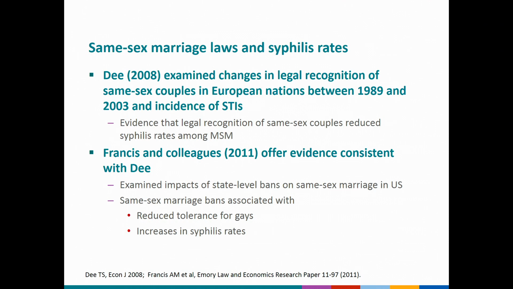Economists have also looked at same-sex marriage laws and syphilis rates, and Tom D. was the first one to do this back in 2008, and he used the changing legal status of same-sex relationships in European nations between 1989 and 2003. And he found that legal recognition of same-sex couples reduced syphilis rates among MSM. And then in the US, Francis and colleagues found evidence consistent with that. They kind of looked at the reverse effect. Rather than looking at legalization of marriage, they looked at the effects of same-sex marriage bans and found that these bans were harmful in terms of STI rates among MSM.